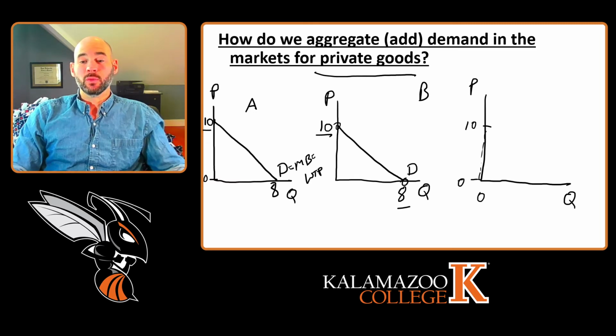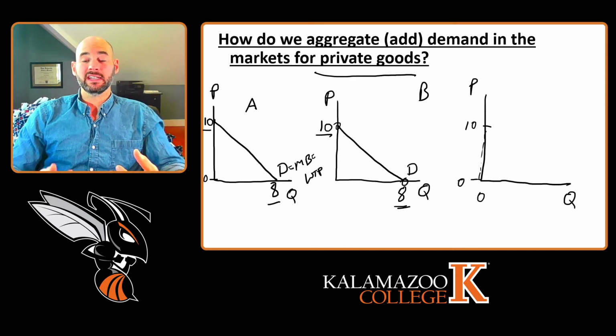We would know that consumer A would demand 8 units, consumer B would demand 8 units. So the total market demand, the total quantity demanded on the market when the price is 0, is going to be 16.